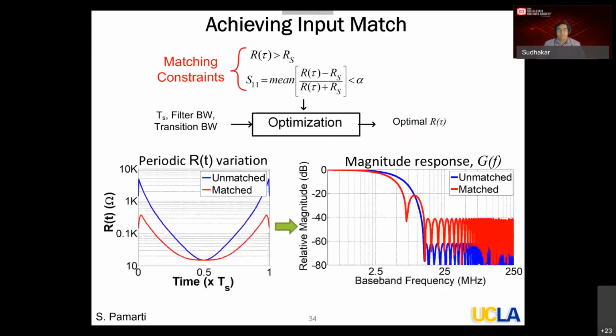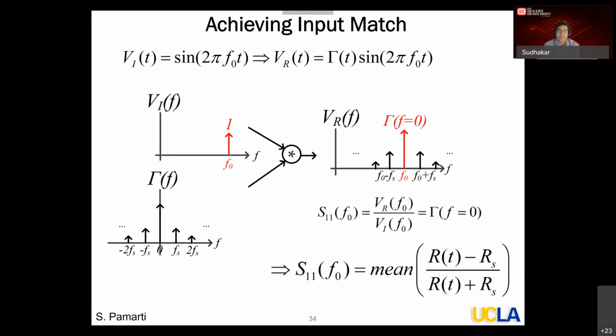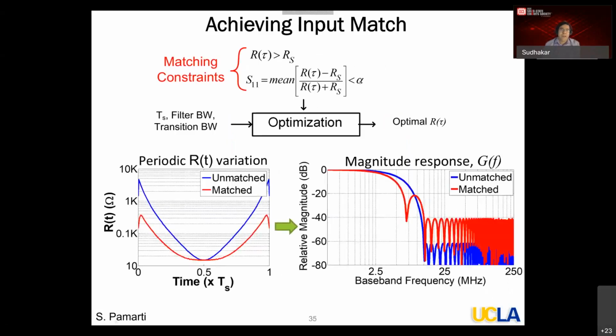So now what do I have? It means that I can still design my periodically time varying filter to get a very sharp filter. But now I have to make sure that my S11, which is basically the mean value of my time varying reflection coefficient, is less than some alpha. Alpha could be my target, minus 10 dB or something is typical. So this is again a filter design problem, but it's a constrained optimization problem. I want to choose the R of t such that my S11 remains less than the target.